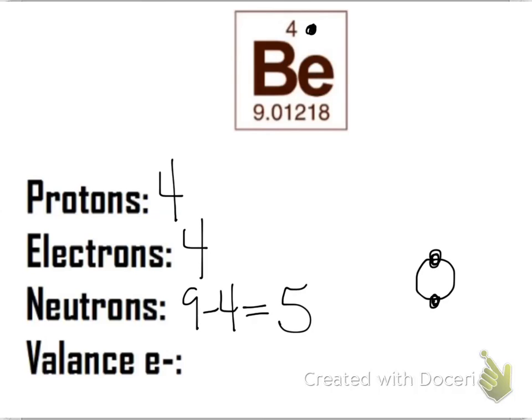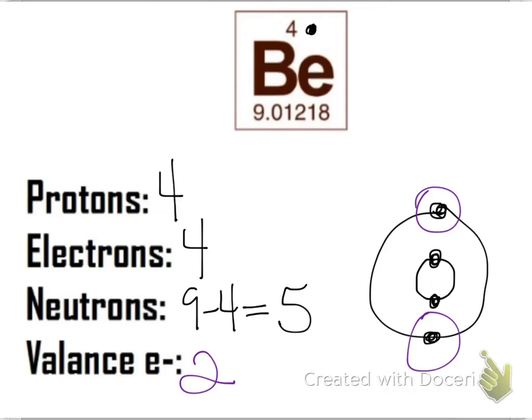Now, if I asked you to find how many valence electrons, we know it has 4 electrons total, so only 2 will go in the first shell, and then we put the remaining 2 in the second shell. Those remaining 2 found in the outermost shell are your valence electrons. So this element has 2 valence electrons.